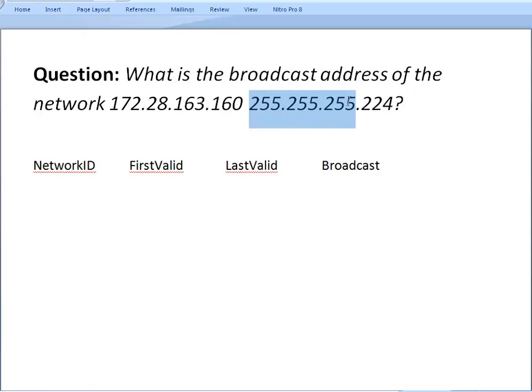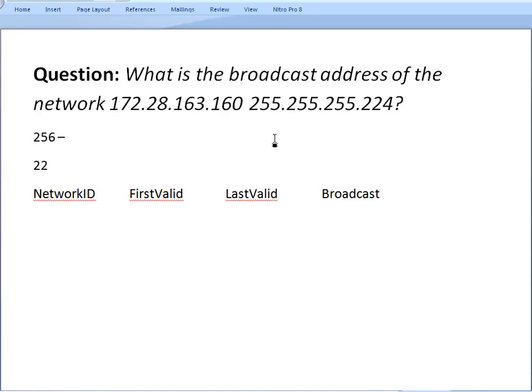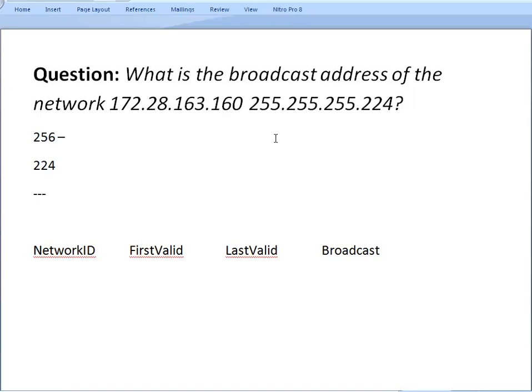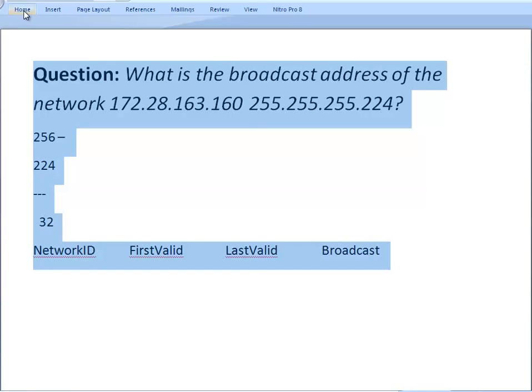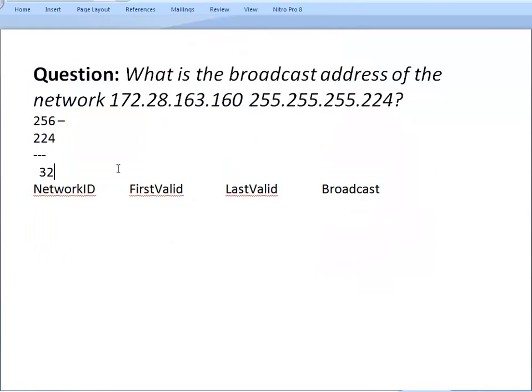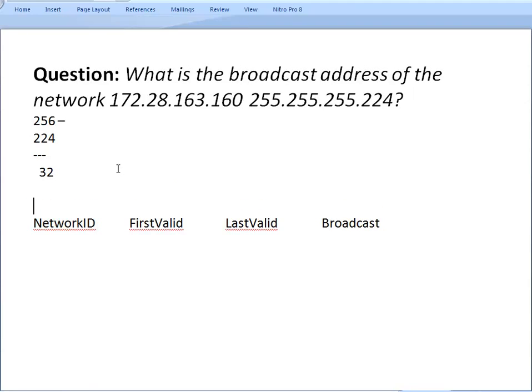Now, they already did this for us, so we know these are the boring octets and this is the interesting octet. So what we have to do is find out the magic number. 256 combinations minus our interesting octet, which is 224. 256 minus 224 is 32. Now we know the increments are 32 on the fourth octet.